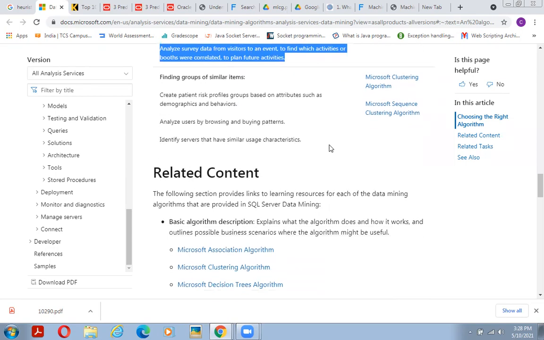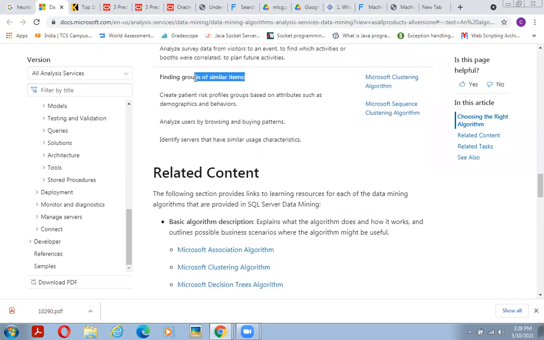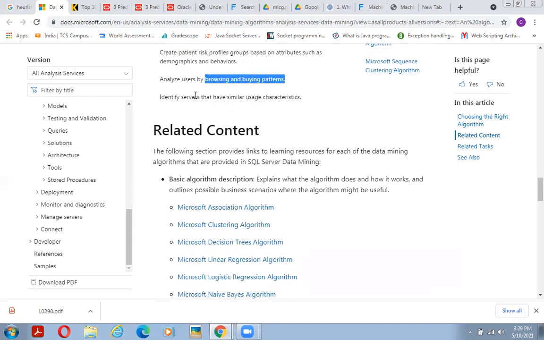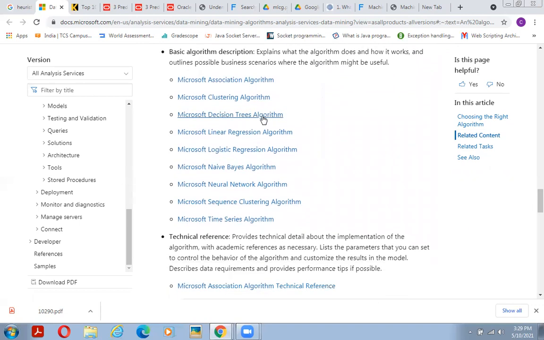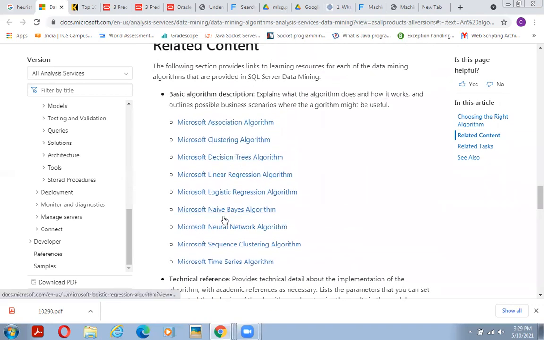Next is finding similar content. For finding similar content, there is always the word clustering. We will go for the clustering algorithms. Then we have the Microsoft sequence algorithms to create a patient risk profile based on attributes such as demographics and behavior, analyze users by browsing and buying patterns, and identify servers that have similar usage characteristics. So these are the algorithms which we need to study.